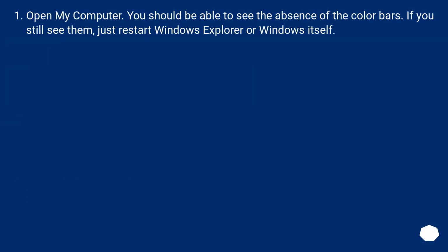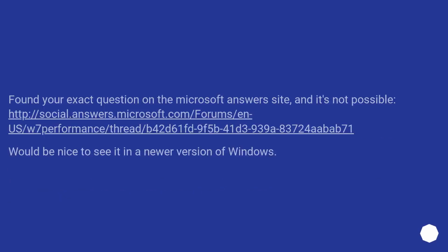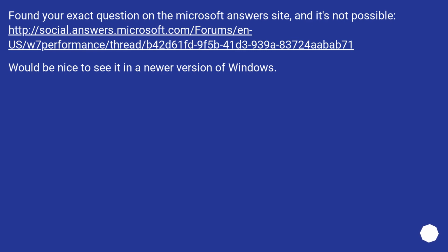Open My Computer. You should be able to see the absence of the color bars. If you still see them, just restart Windows Explorer or Windows itself. Found your exact question on the Microsoft Answers site, and it's not possible. This URL. Would be nice to see it in a newer version of Windows.